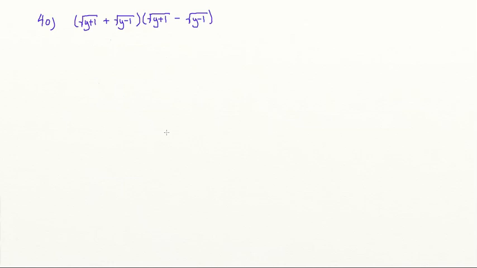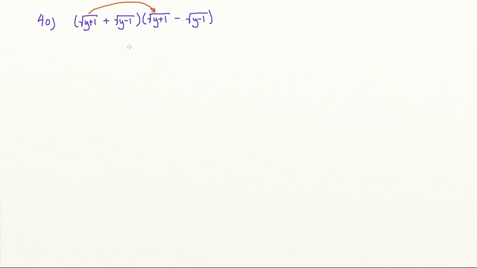Question 4. Find each product and simplify. Assume all variables are positive. Square root of y plus 1 plus the square root of y minus 1 times square root of y plus 1 minus the square root of y minus 1. We're going to have to be very careful when we FOIL this. Okay, they all have square roots, so I'll make it a little easier.